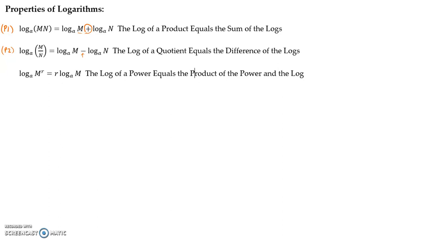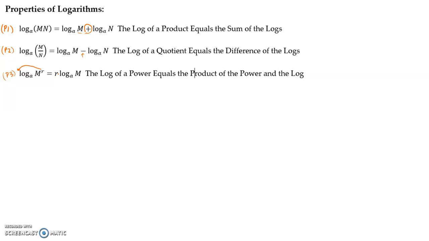And then our last one is log base a of m to the power r. I'll call this property 3. And in this case, the r, which is an exponent, is going to be coming down in front, and it's going to create a multiplication piece. Okay, so we have r times log base a of m. So we're creating a product.